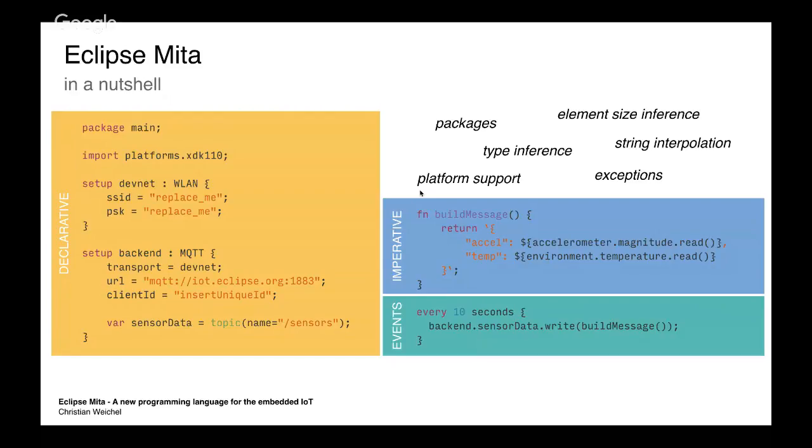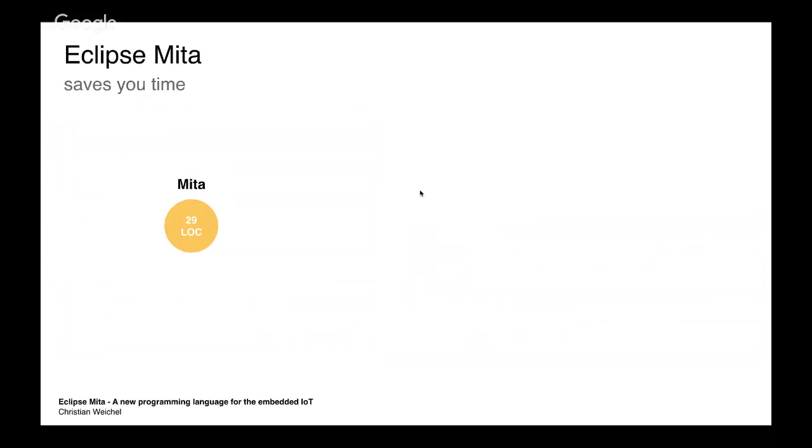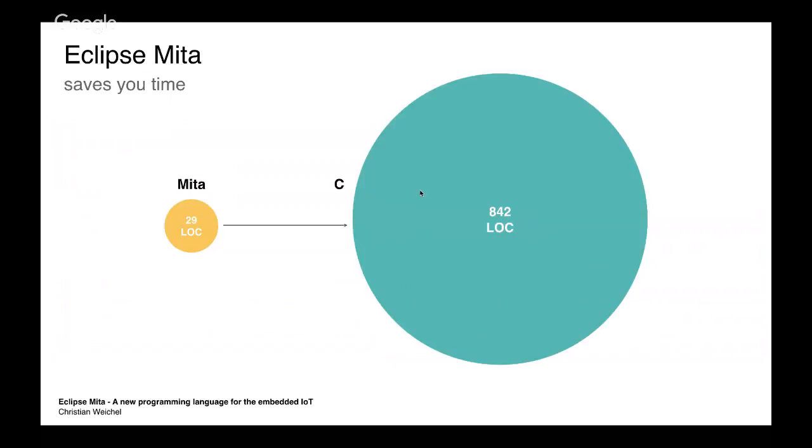There are a lot more things that we haven't spoken about yet. There are packages, there's exception support, and more in the platform support than what we've mentioned. One important thing to note is those 29 lines of Mita code that we've just seen, they transpile to 842 lines of C code.